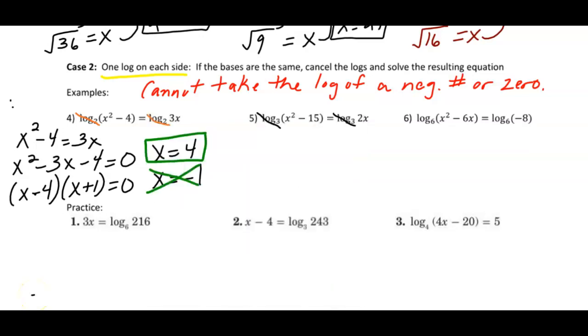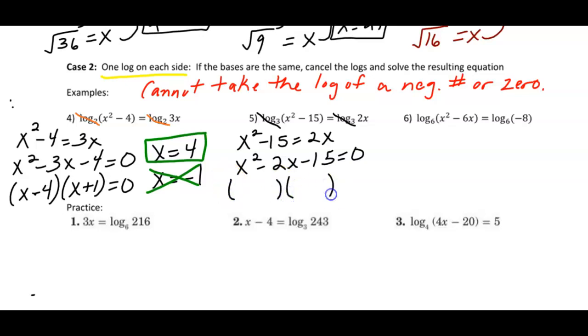Okay, so x squared minus 15 equals 2x. So x squared minus 2x minus 15 equals 0. So you just want to set it equal to 0 and solve it. Go ahead and factor it. So we need two numbers that multiply to negative 15 but add to negative 2. So we'll go with x minus 5 and x plus 3.